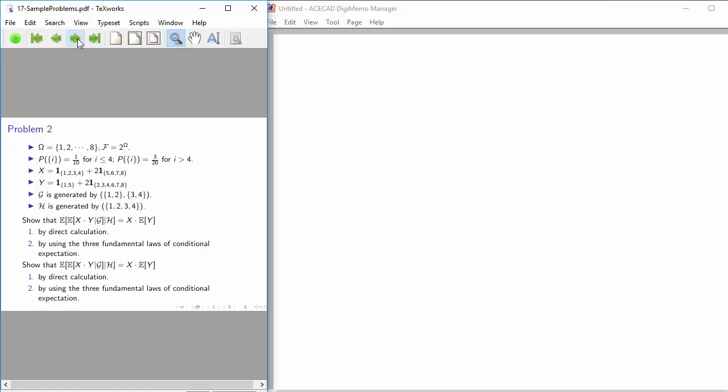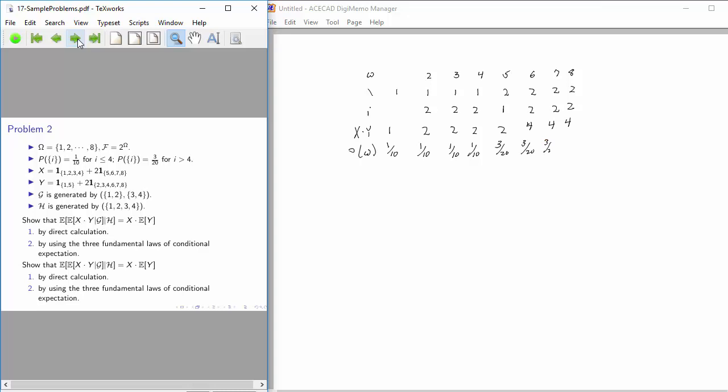Random variable x, which we will now write out, has the value 1 on 1 through 4, has the value 2 on 5 through 8. Random variable y has the value 1 on 1 and 5, has the value 2 on the remaining 6 values, and so, of course, x times y is just the product of these two. Which looks like that. The probability of each of these omegas is given. It's 1/10, 1/10, 1/10, 1/10, 3/20, 3/20, 3/20, 3/20.